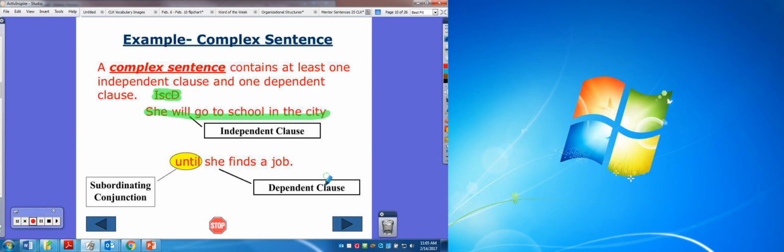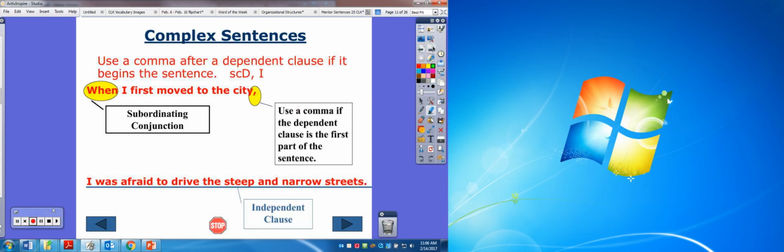But then we added our dependent clause. Our subordinating conjunction until is making this clause dependent. We have our sentence formula once again: independent clause, subordinating conjunction, dependent clause. We can flip-flop the formula around.